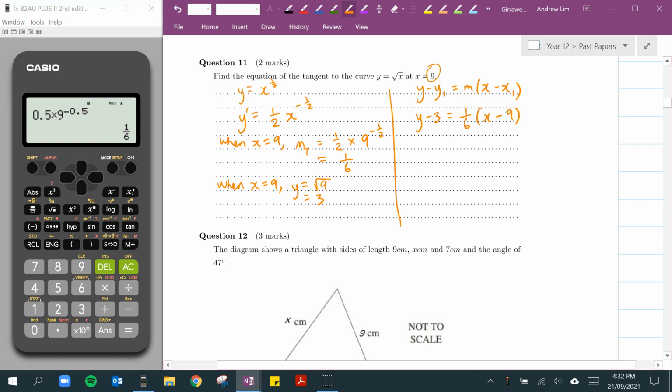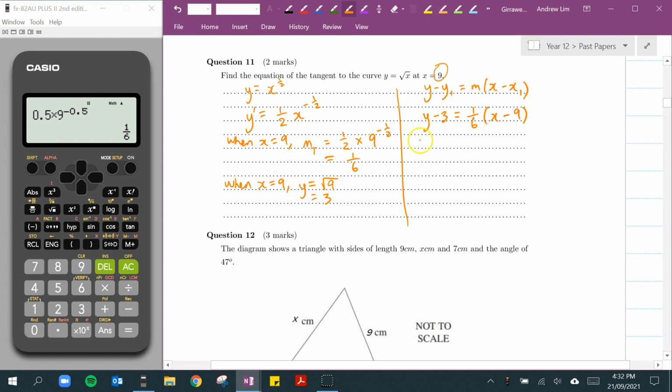Now this doesn't specify whether it should be in gradient intercept form or general form, so I'm just going to write it in general form. Multiply both sides by 6. 6y minus 18 is equal to x minus 9, because 1 times x is x, 1 times minus 9 is minus 9. I want x to be positive, so I'm going to move all of this to this side. So that leaves me x minus 6y plus 9 is equal to 0.